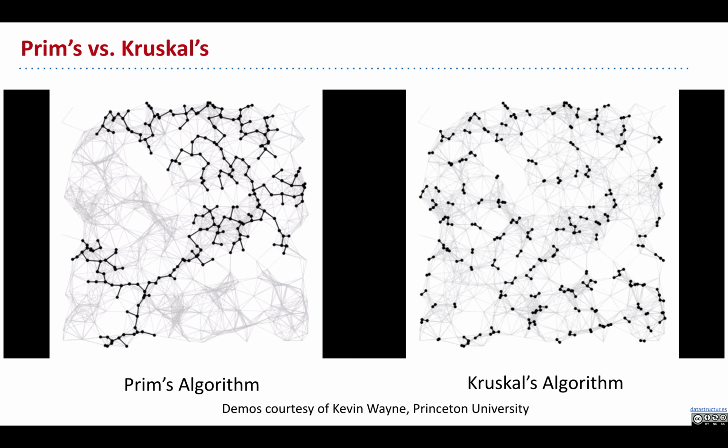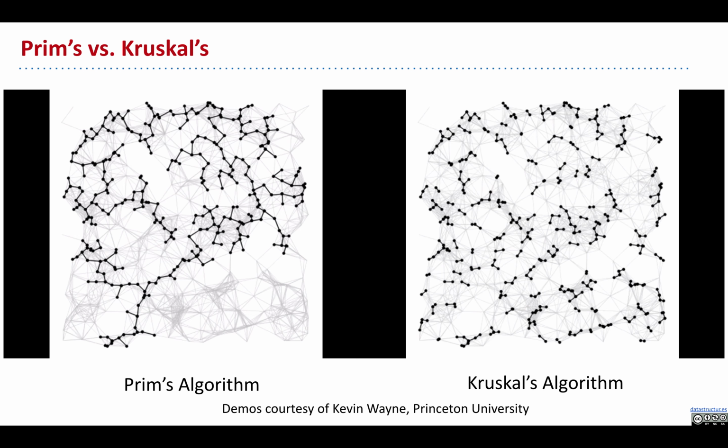So they will actually both end up forming minimum spanning trees. They might not necessarily form the exact same one if there are multiple options, but just note that it's very different how they're exploring it. But they both end up producing the same thing that we want in the end, which is a minimum spanning tree.